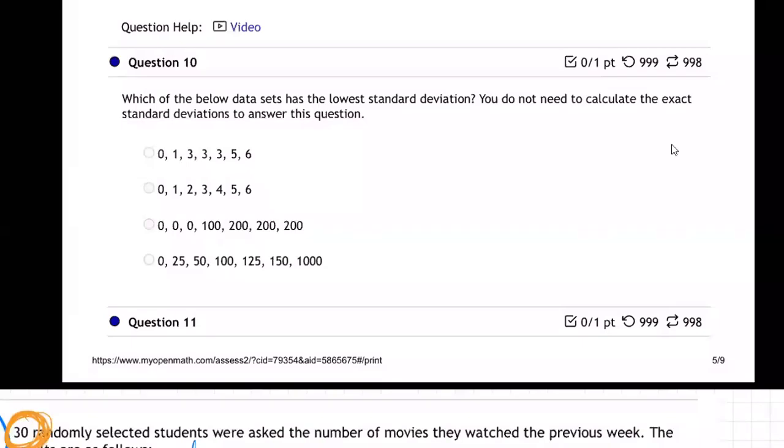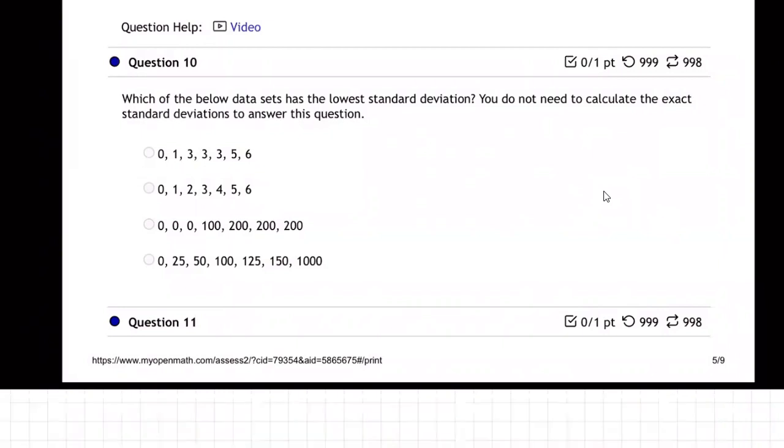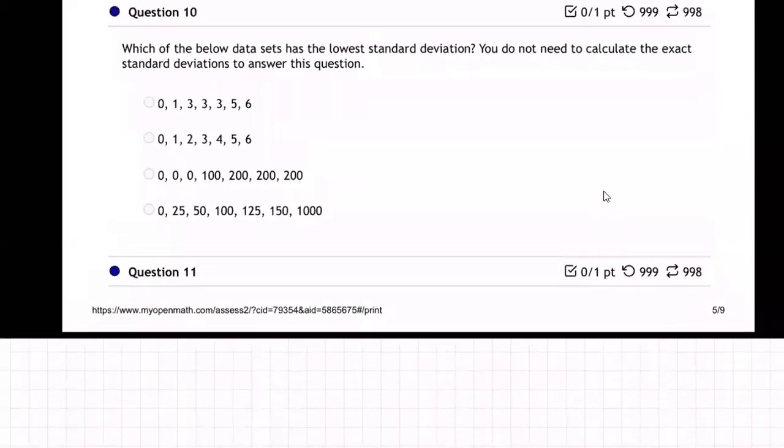Okay, so on this question, number 10, which of the below data sets have the lowest standard deviation? So which have the lowest standard deviation? Well, how are we going to answer this? Well, we have to understand what standard deviation means. And so to do that, let me go with you to the notes. And because it's in the exam one notes, you can use these on the exam.